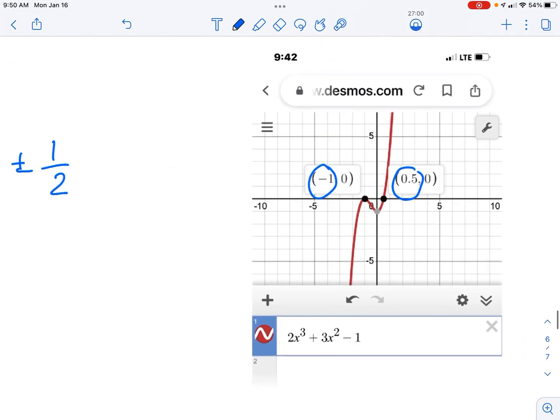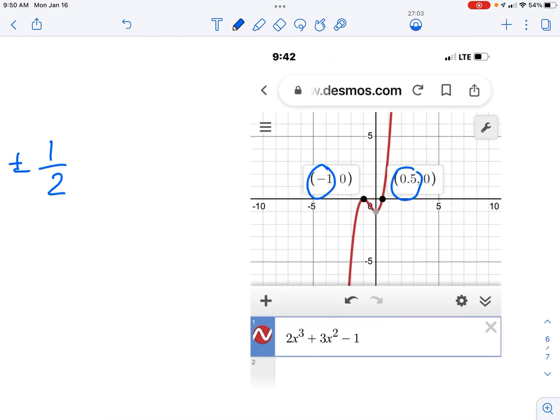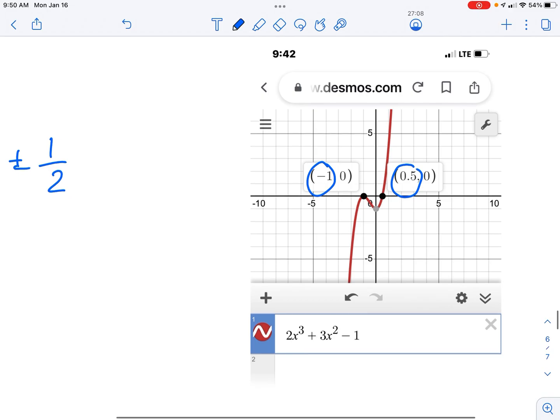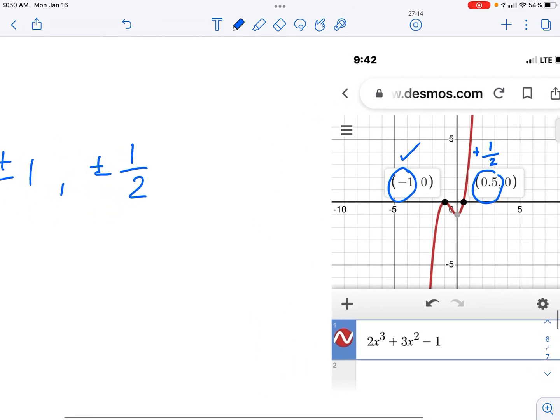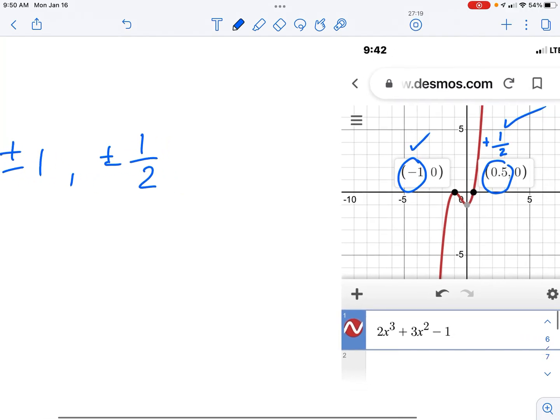Okay, so let's look at this. And they're always written as integers, so as a ratio. Okay, so the 0.5 would actually be a positive 1/2. So we can see here then that a -1 works and the positive 1/2 works.